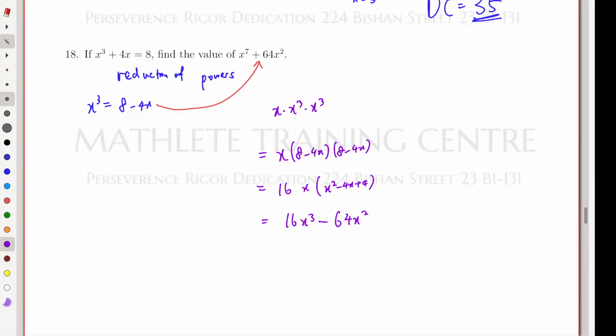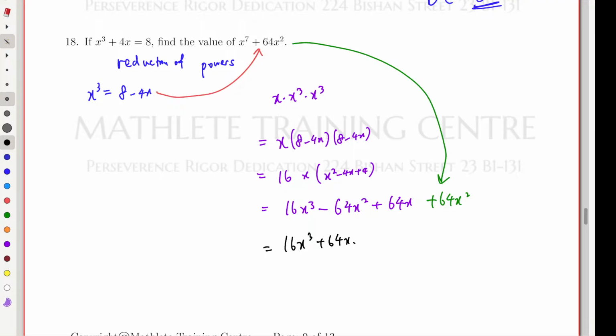And when you see this, you're very happy, right? Because you know that there's a plus 64x squared later on. Then plus 64x. So now you can bring in this and I can cancel out the x squared term. So it's just going to be 16x cubed plus 64x. Now here, do you need to do reduction of powers again? No need, because you can just see that it's 16 times (x cubed plus 4x). That's 16 times 8. Finish.